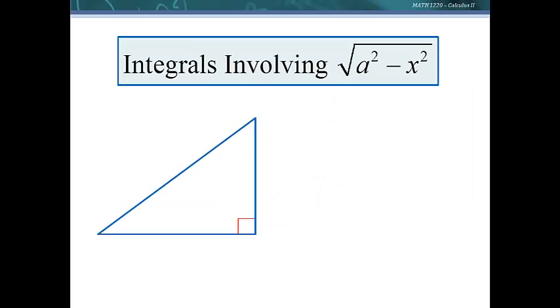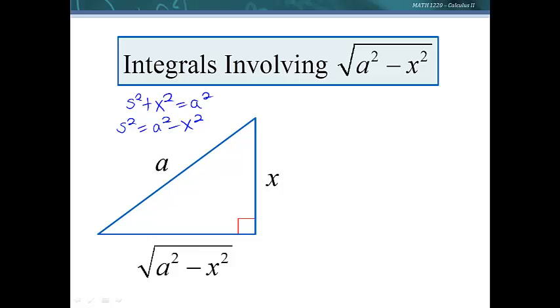So let's first look at integrals that involve a square root of a squared minus x squared. Now, if we make a triangle, we could label the hypotenuse a, and we could label this side x. So what would this third side be? Well, that side squared plus x squared would equal a squared by the Pythagorean theorem. And so that side squared is going to be a squared minus x squared. And then we could square root both sides, and we're only interested in the positive root because it's the length of a side. So that side would be the square root of a squared minus x squared.